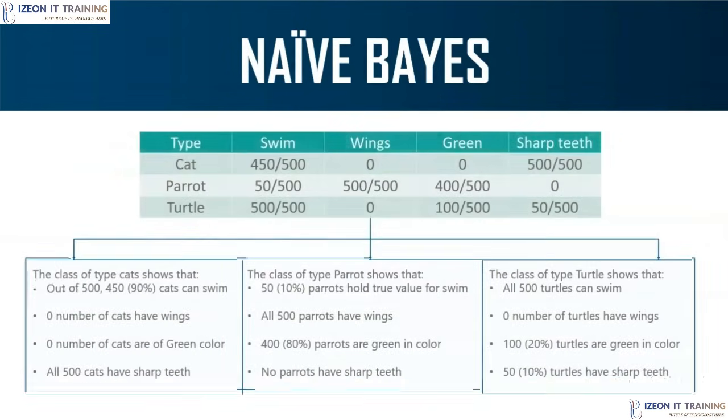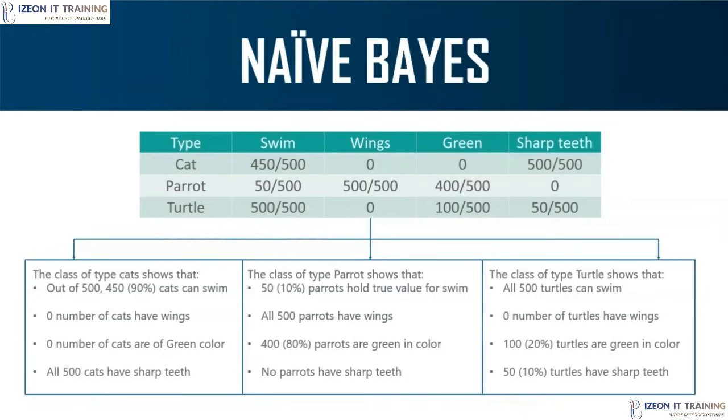Now let's try to understand how naive Bayes works. Consider this data set of around 1500 observations. Here we have the following output classes. We have either cat, parrot, or turtle. These are our output classes, and the predictor variables are swim, wings, green color, and sharp teeth. So basically your type is your output variable, and swim, wings, green, and sharp teeth are your predictor variables. Your output variable has three classes: cat, parrot, and turtle.